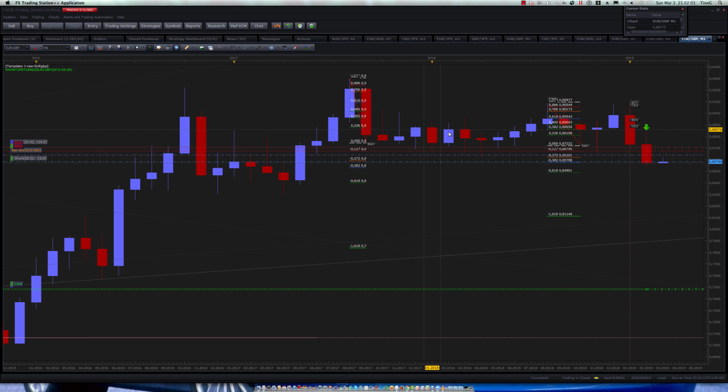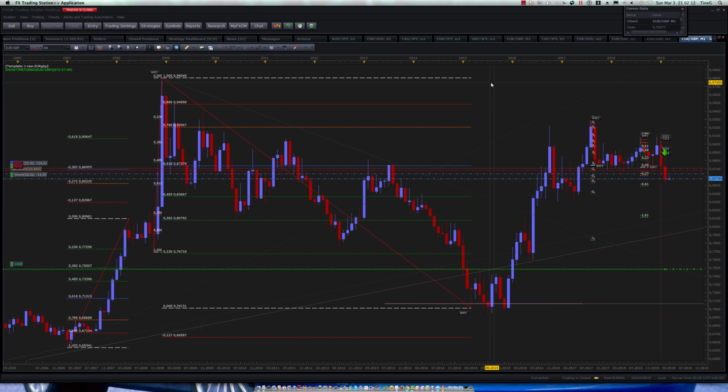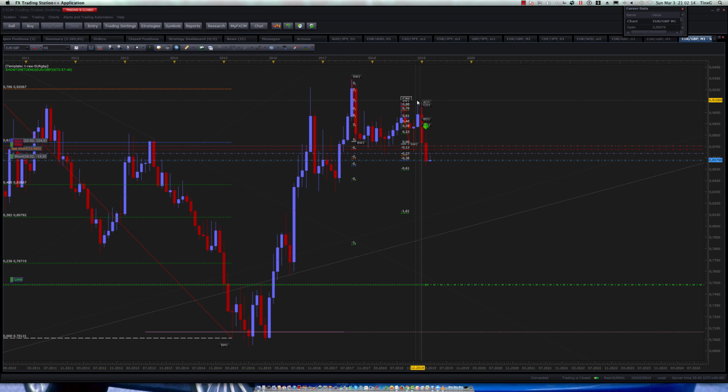So it consolidated, and then last month, in January, after January closed, it formed a bearish engulfing again, and that was lower than the past one. So I started to pay attention to entries in the next month, which is February.